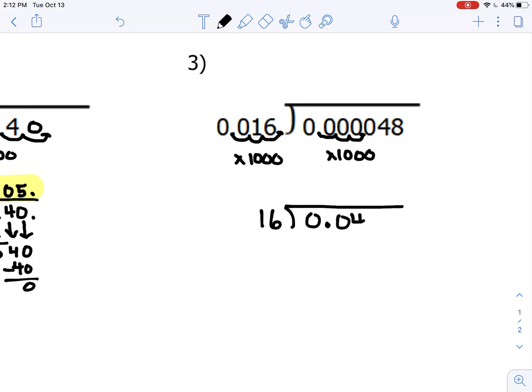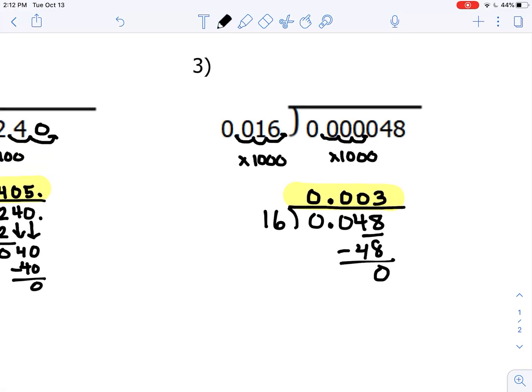So the new problem, once we've moved the decimal points, is 48 thousandths divided by 16. All right, so let's get started. Can't make a group of 16 here. I'm going to bring the decimal point up into the quotient. Can't make a group of 16 here or with the 4, but we can make 3 groups of 16 out of the 48. And when we subtract, we have 0 remainder, so we can stop dividing there, and our quotient is 3 thousandths.